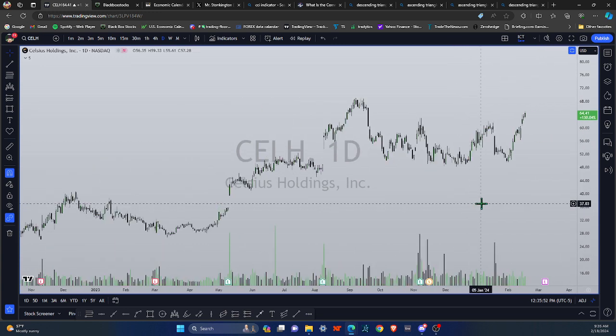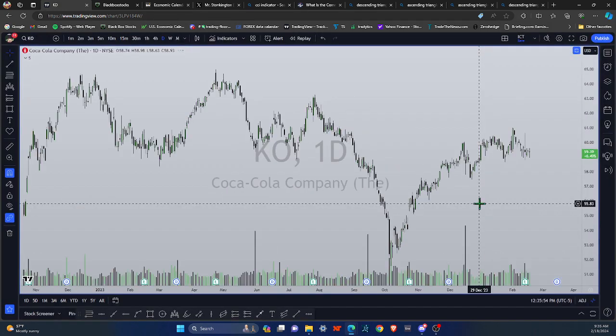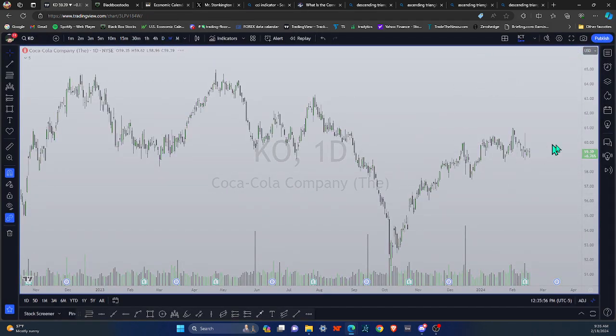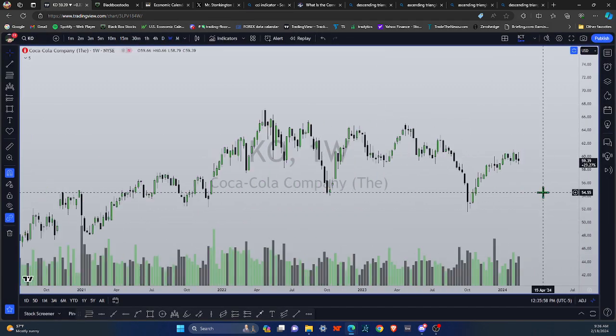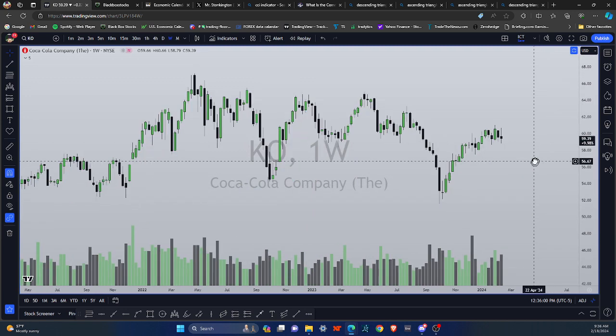Pull up that KO chart too. Look at that on a weekly, how tight that is. That's a little tighter consolidation than you usually tend to see. That's kind of at an area of support.